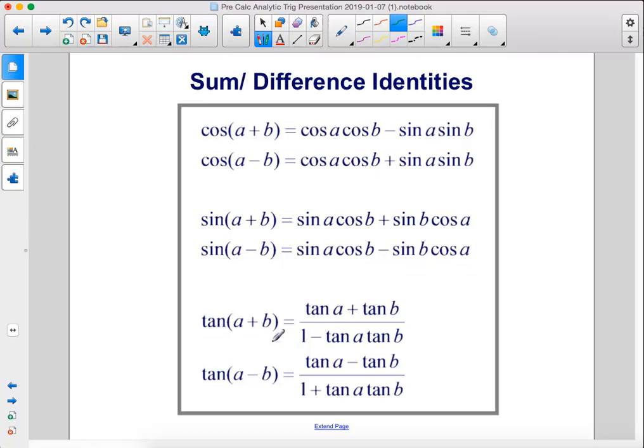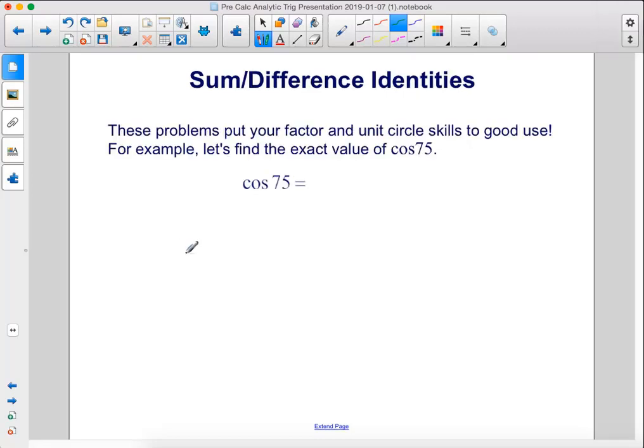Tangent of A plus B equals tangent of A plus tangent of B over 1 minus tan A tan B. Tangent of A minus B equals tan A minus tan B over 1 plus tan A tan B. These problems put your factor and unit circle skills to good use. For example, let's find the exact value of cosine 75.